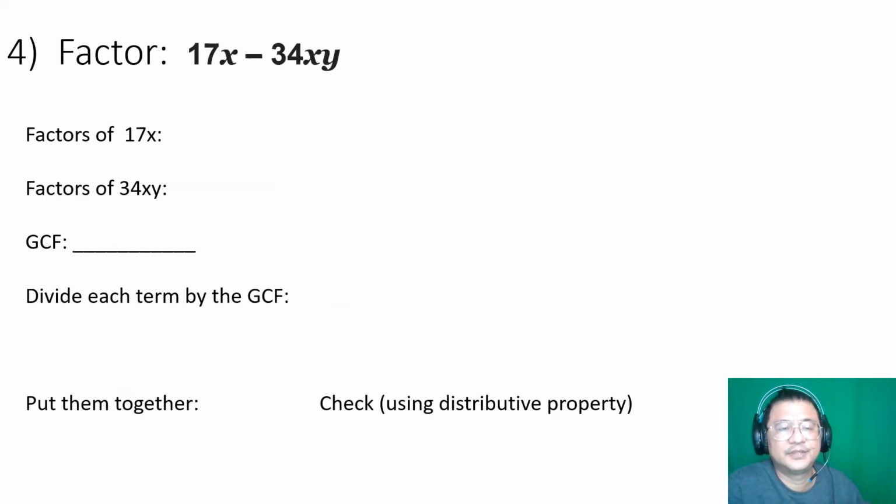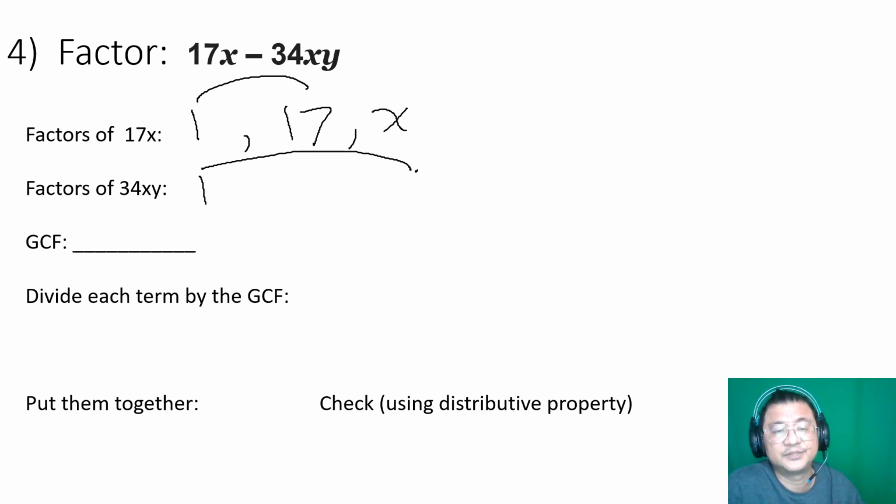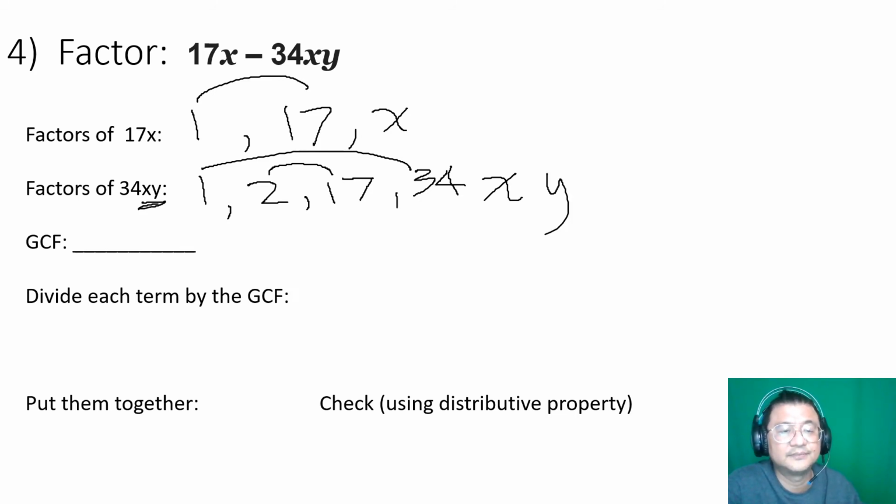Okay, let's factor out 17x and negative 34xy. The factors of 17: 1 times 17, that's the only factor. Include your x. So 34: 1 times 34. Okay, how about 2? Yes, 2 times 17. So those are the factors, but there's also an x and there's also a y. See that? You have to include those variables.